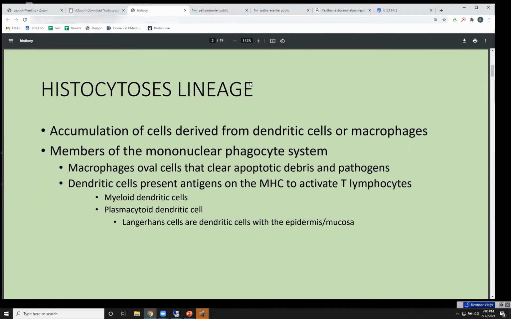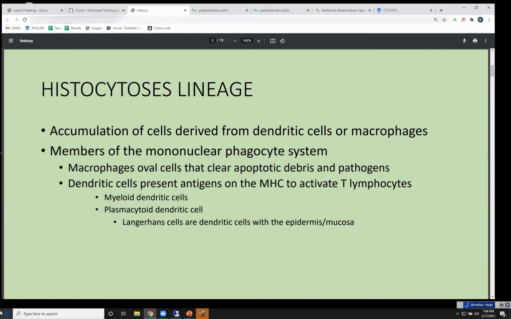So the histiocytoses, the lineage of these, they're members of the mononuclear phagocyte system. And histiocytoses are essentially accumulation of cells from dendritic cells or from macrophages that are derived from these. The macrophages, as you all know, are oval cells with clear to pink cytoplasm, which phagocytoses debris and pathogens in the reticular endothelial system and in the skin and liver and other sites.